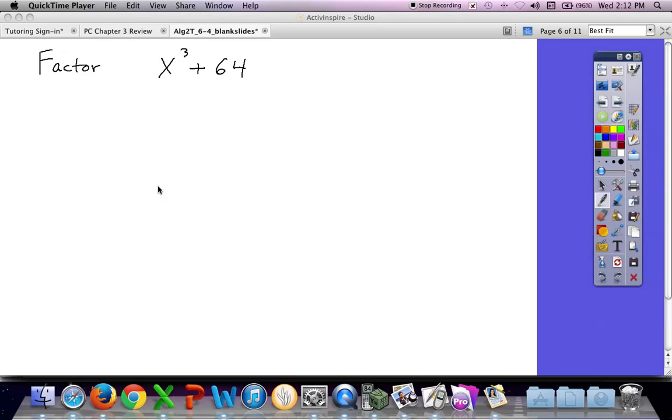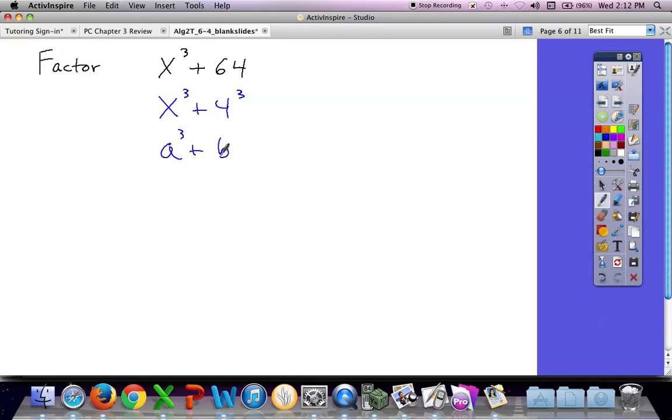Of cubes, right? I could definitely see the x to the third. It's a sum. And I recognize 64 as being a perfect cube. What number cubed is 64? 4. 4 times 4 times 4 is 64. So if I rewrite it as x to the third plus 4 to the third, now it has that pattern, right? A to the third plus b to the third.